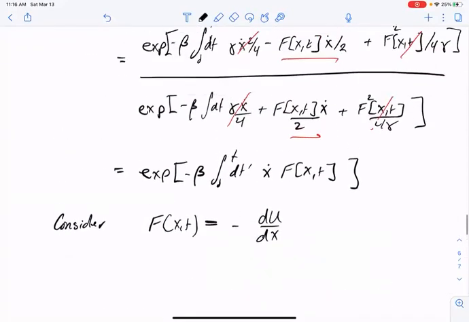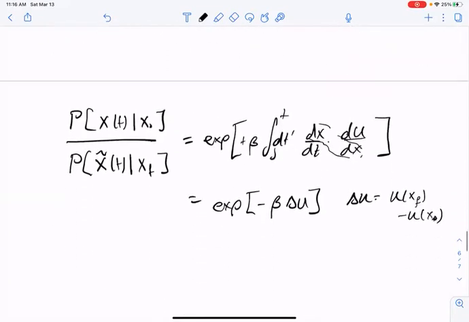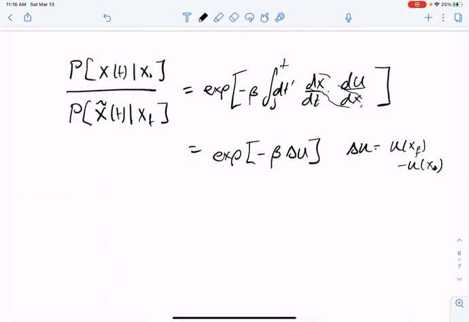I messed up a sign somewhere. Ah, this was a minus, which makes this a plus and that a minus. So we find detailed balance again, namely that the probability of being at x f, taking x f all the way and retracing our steps to x naught, is balanced by the probability of starting at x naught, given a Boltzmann distribution, and tracing that path up to x f.